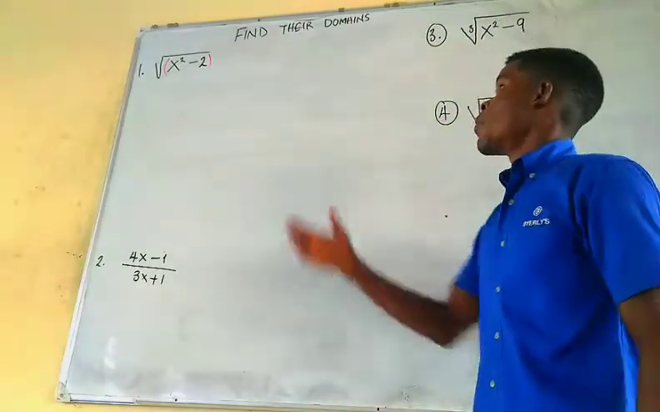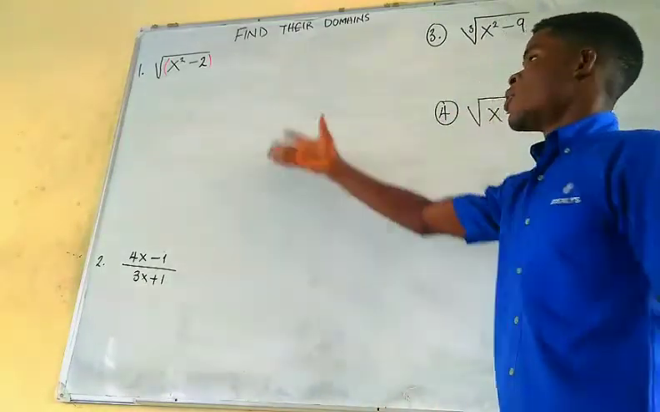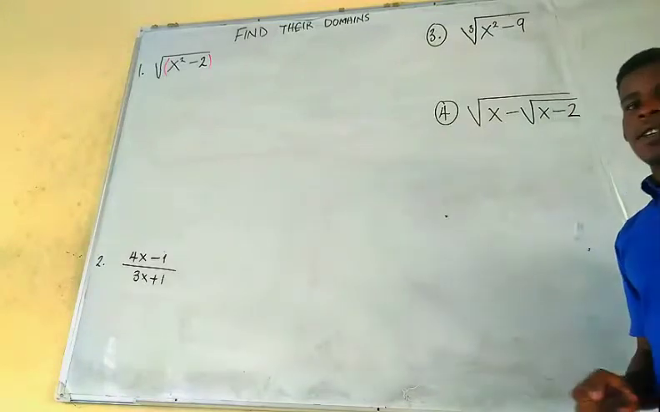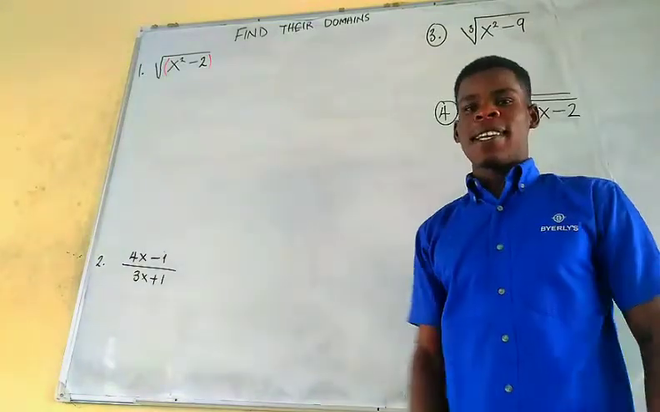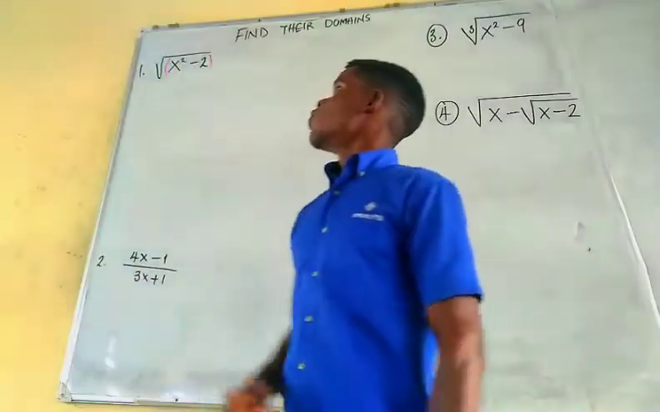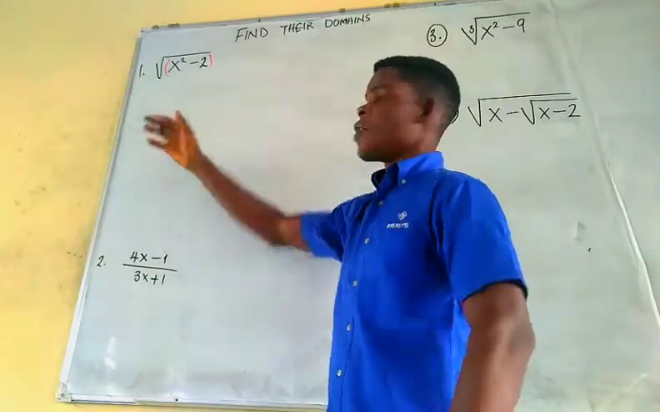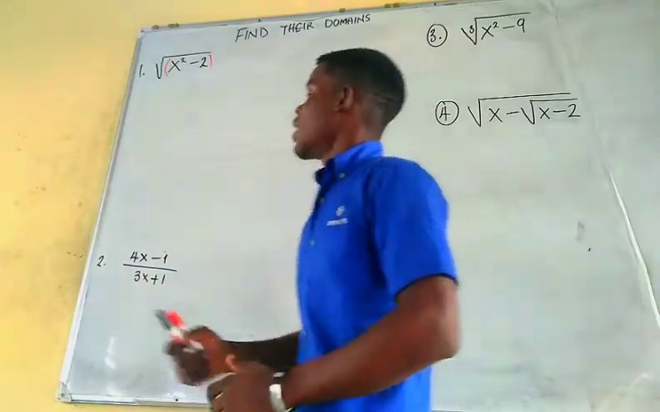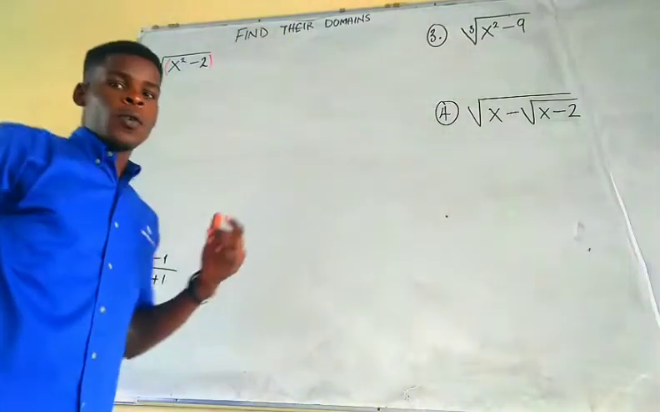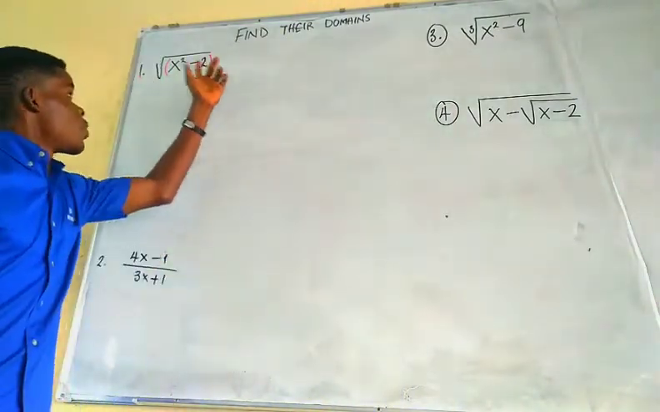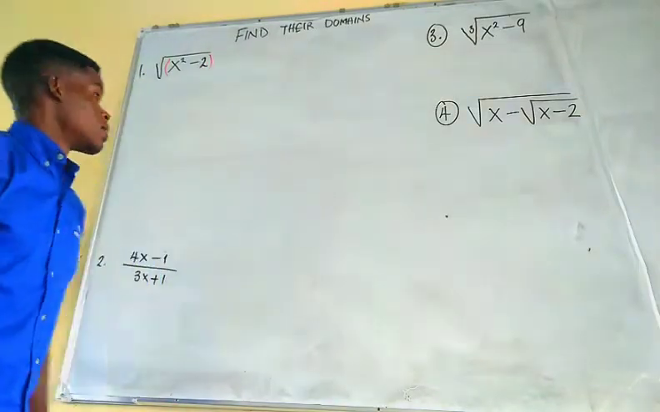Right here in this video, we'll be finding the domains of these four functions, starting from the first one. So we go ahead to evaluate this function and find the domain, that is to say, find the range of values for which x belongs. And here, we have the square root of x squared minus 2.